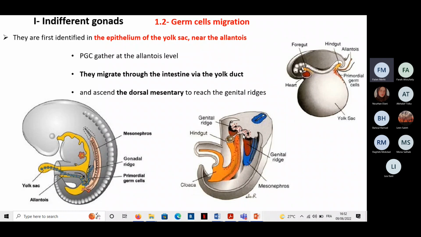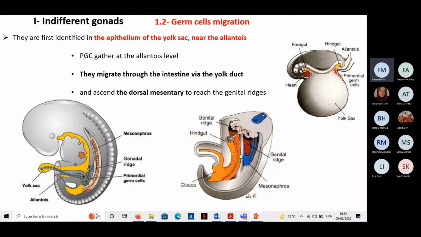But how will they reach the gonads? In fact, in the abdominal cavity, we have a tissue called the mesentery. Do you know what the mesentery is? What is this tissue? It is a thin tissue that binds all the organs in the abdominal cavity to the back. Okay, it keeps them attached to the back of the abdominal cavity, and also it connects the organs to each other. And it is a vascularized tissue.